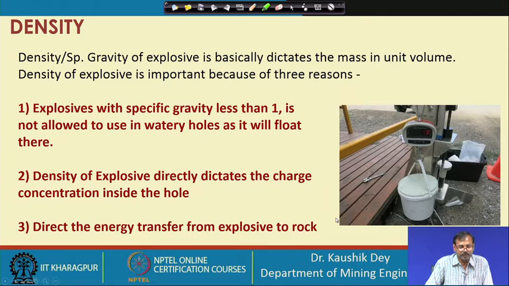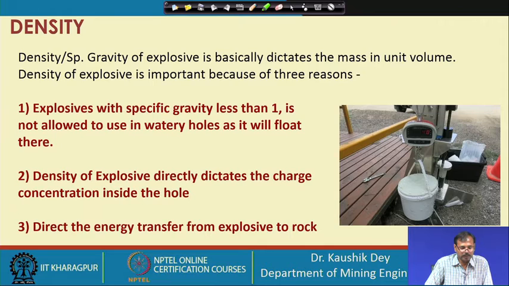You know, density or specific gravity basically dictates the mass in unit volume. So, the density of an explosive is important mainly for three reasons. First, an explosive with specific gravity less than 1 is not allowed to be used in watery holes, because it will float on the water. If we try to place the explosive at the bottom of the hole, that is not possible if the hole is filled with water. It may be rain water, it may be ground water. In those cases we should use an explosive whose specific gravity is more than 1.